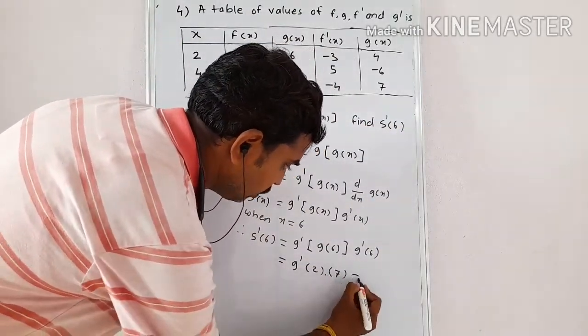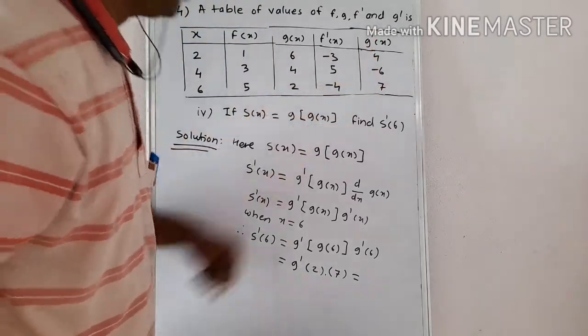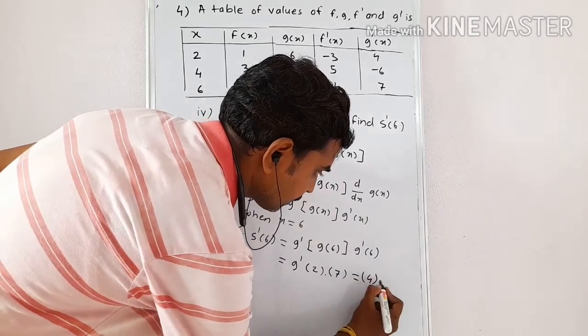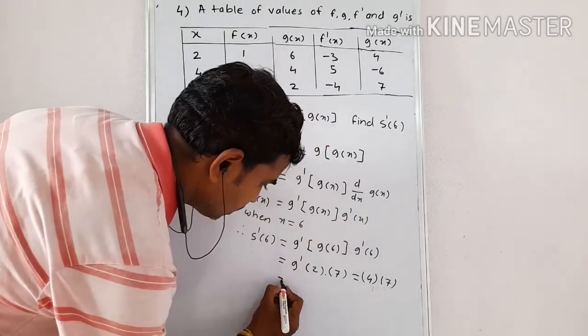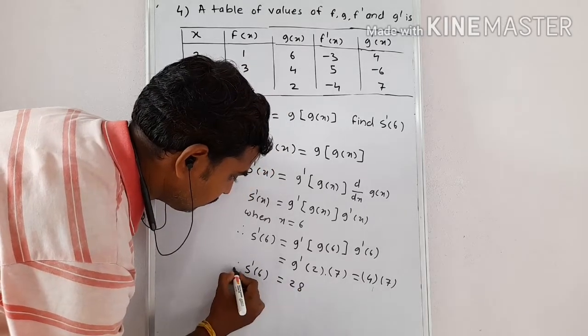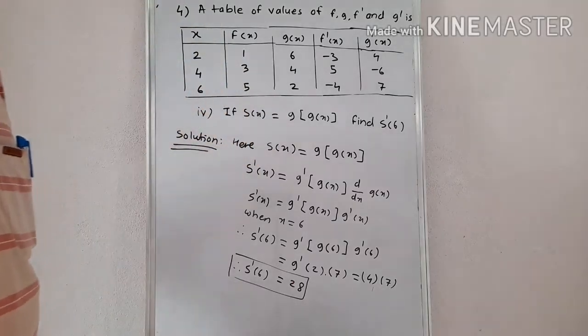Now, here the value of g dash of 2 we again calculate: g dash of 2 is 4. Therefore, we get 4 into 7, and 4 into 7 is 28. This is the value of S dash of 6. This is the solution for the last example in the fourth type.